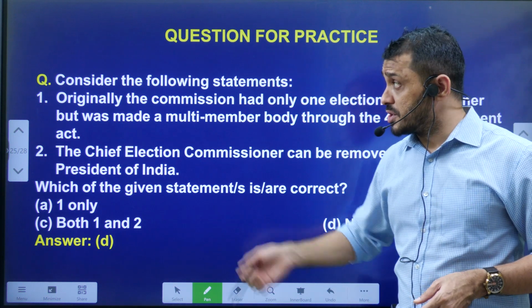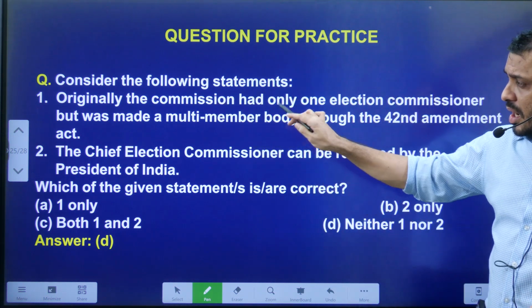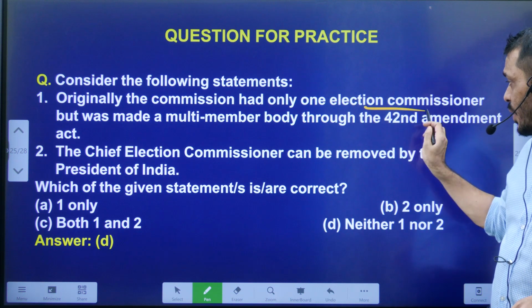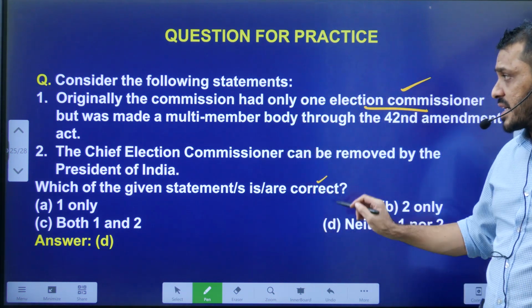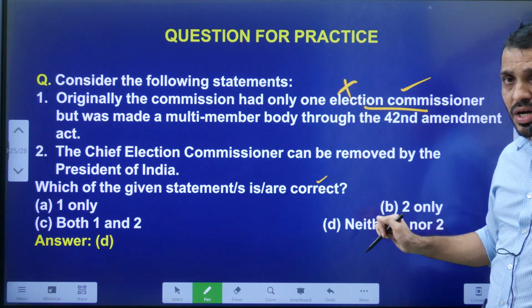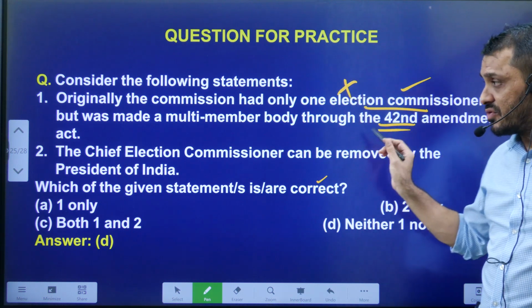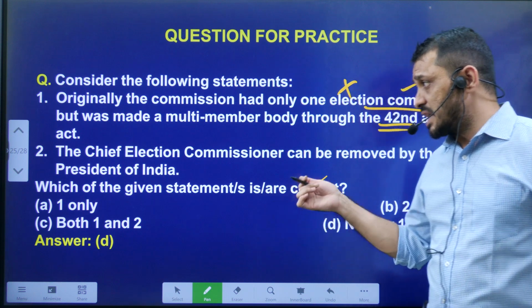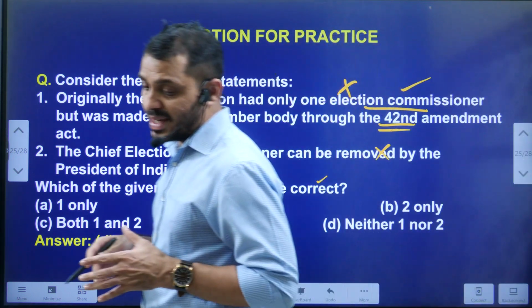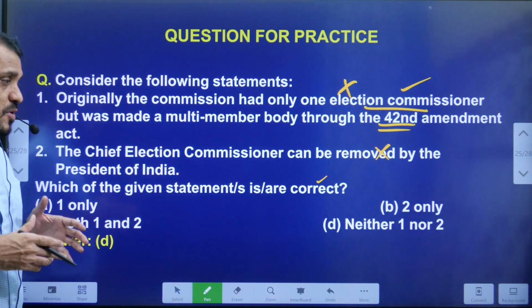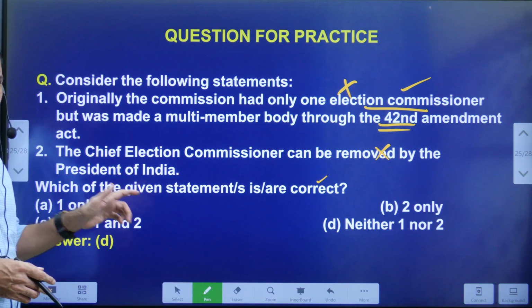Next, yesterday's video question. Consider the following statement: originally, the commission had only one election commissioner. This is regarding the election commissioners. Which one is correct? The first statement is wrong because it is not according to the 42nd Amendment. The second statement is also wrong because they cannot be removed by the president. They can be removed by Parliament through special majority.